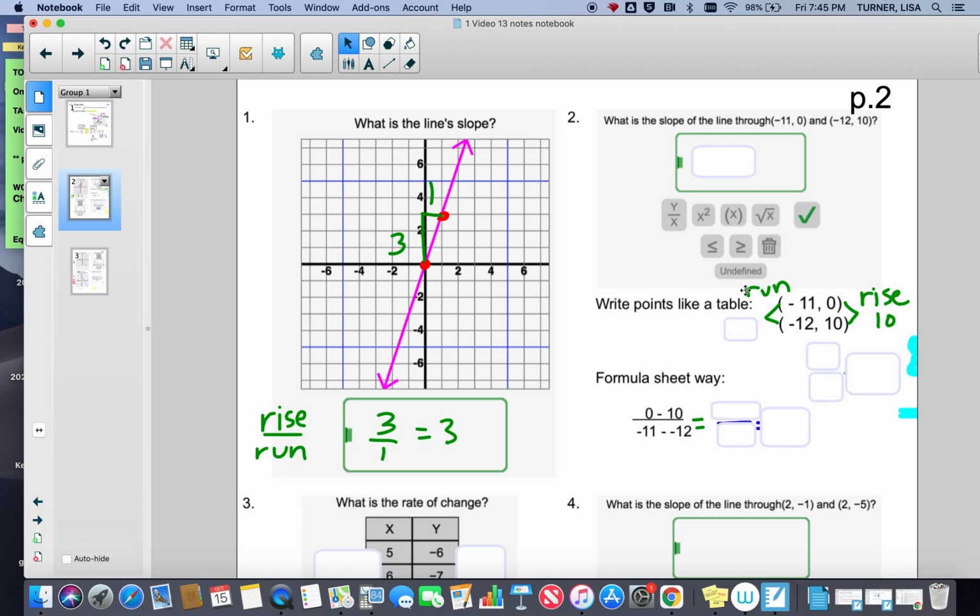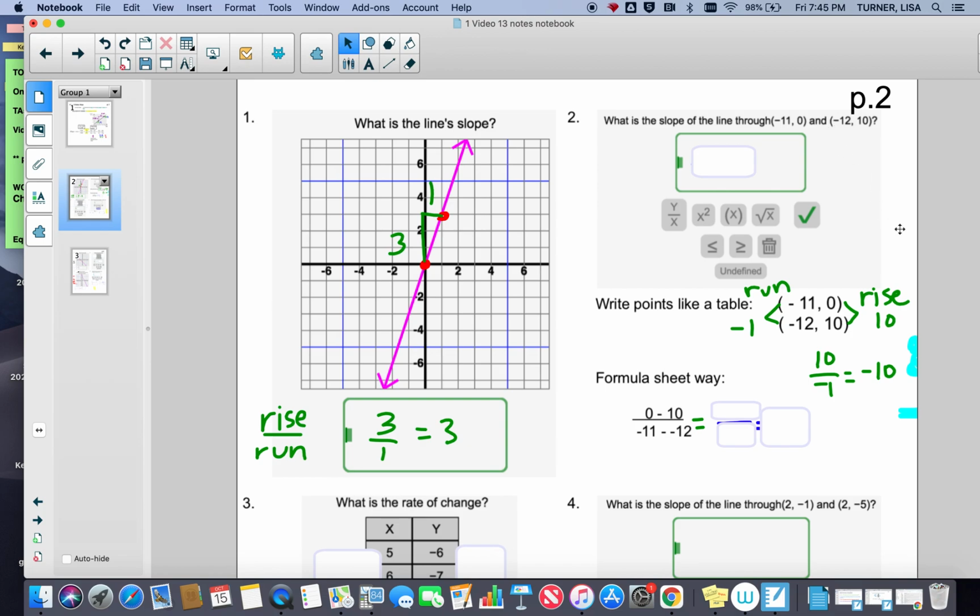Now it's going from a negative of 11 down to negative 12, going smaller. So it's down 1. And all I have to do is calculate and write a fraction for rise over run, all right? And that is negative 10. Okay, my answer is negative 10, a slope of negative 10, so it's going to be a really steep downward line, and I don't have to see the picture of it.